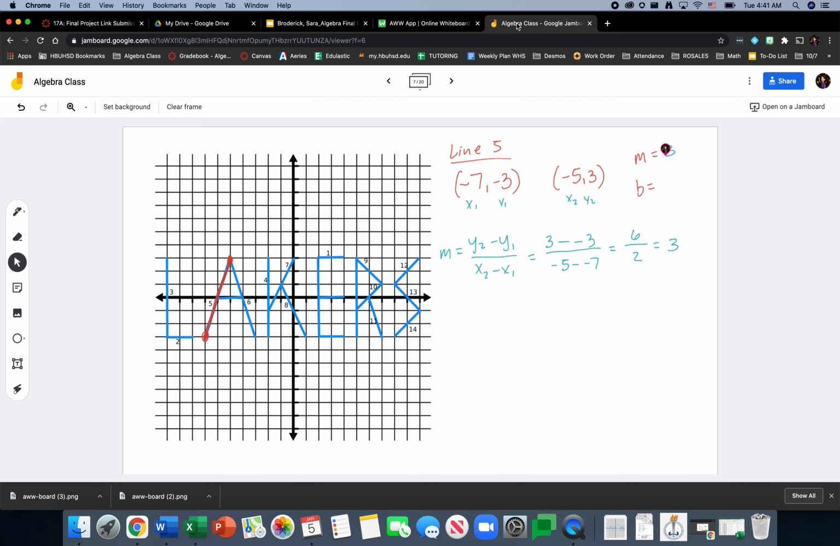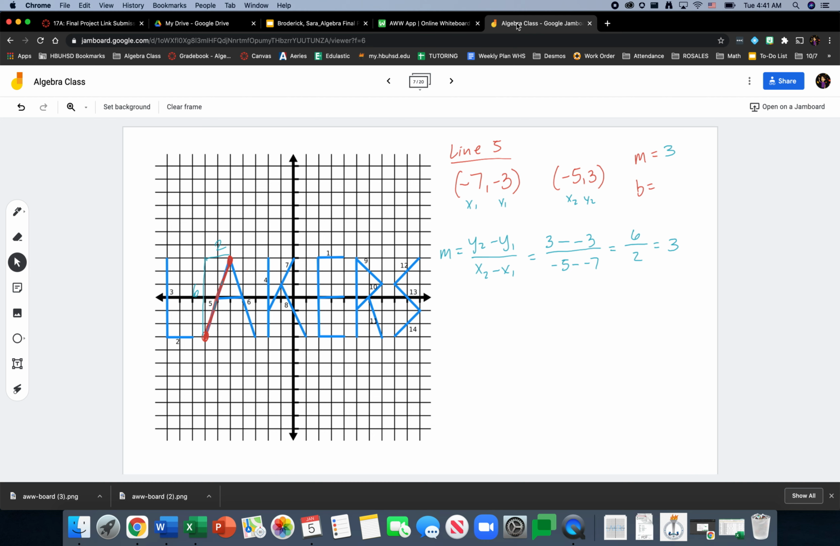Now I want to point something out to you. I could have looked at the line and just used rise over run. I could have said, okay, I'm going up 6 and over 2, and my slope is 3. Could have done it that way. So that's up to you, but you need to figure out the slope of the line.